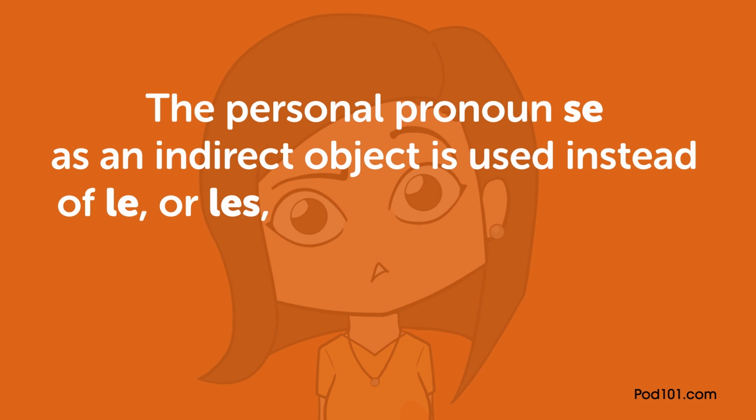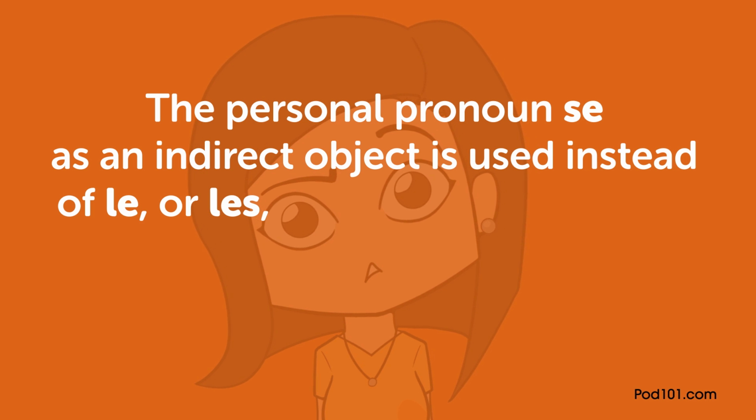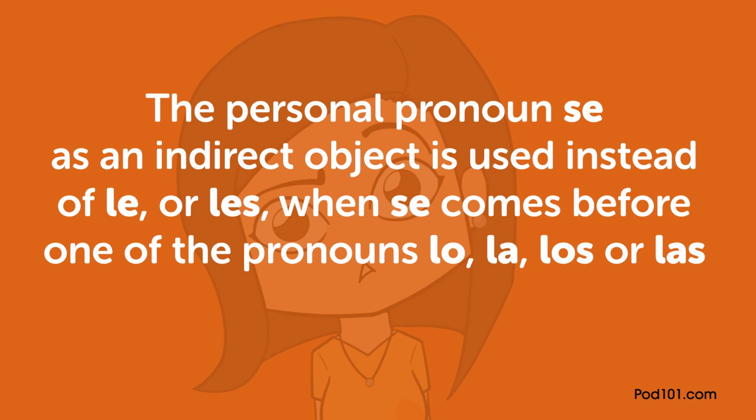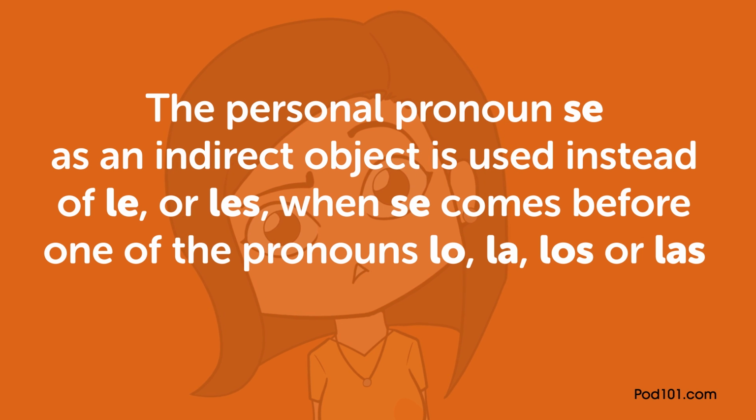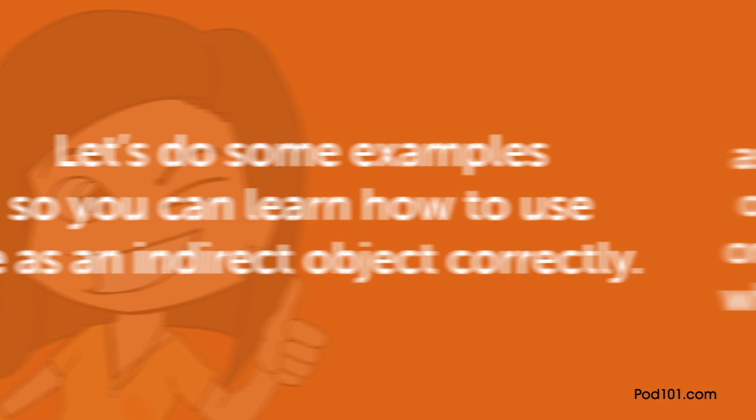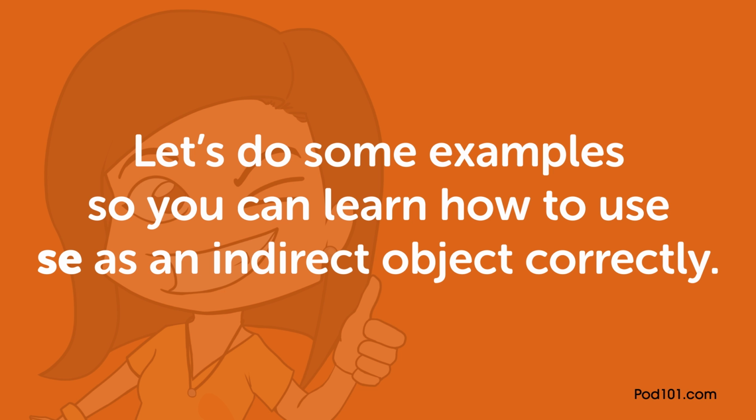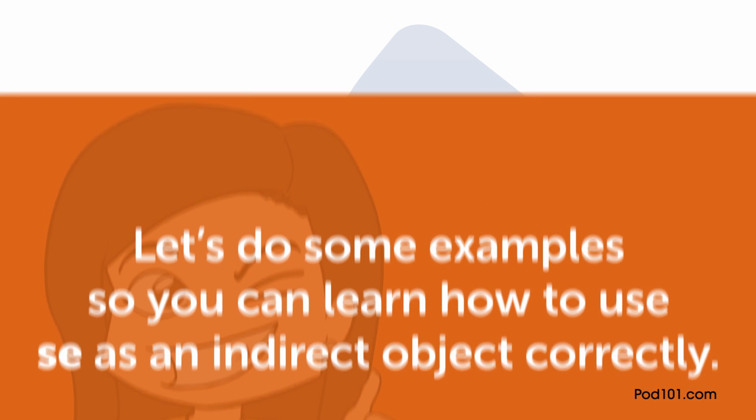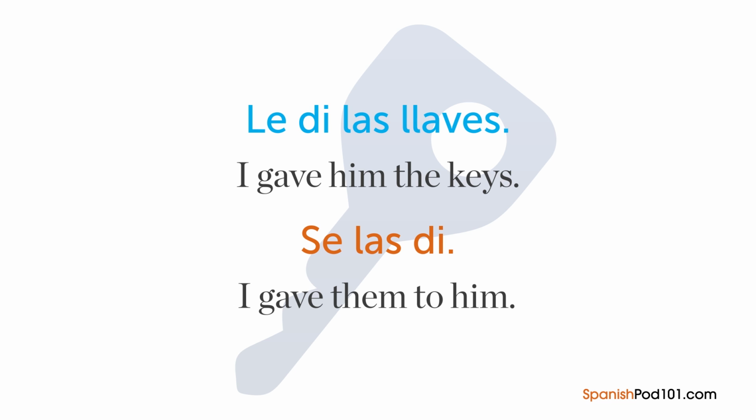The personal pronoun se as an indirect object is used instead of le or les when se comes before one of the pronouns lo, la, los, or las when they are acting as direct objects. Let's do some examples so you can learn how to use se as an indirect object correctly. From the sentence le di las llaves, meaning I gave him the keys, you can say se las di, meaning I gave them to him. Here, se replaces the indirect object le and la replaces the direct object, the keys.